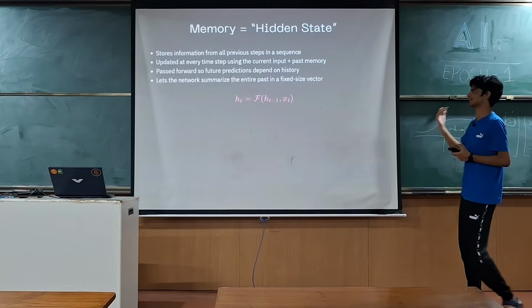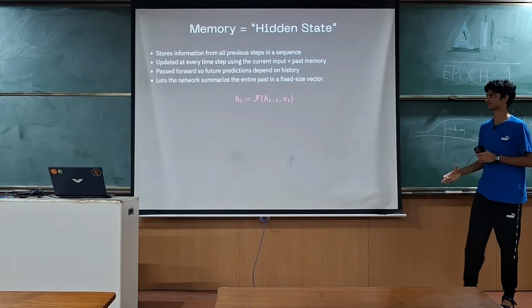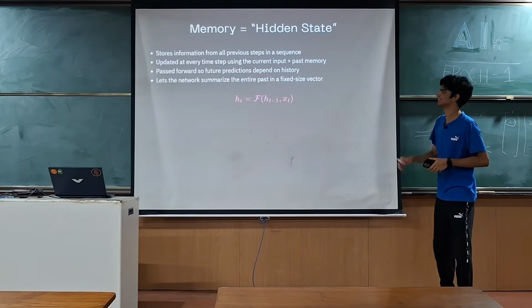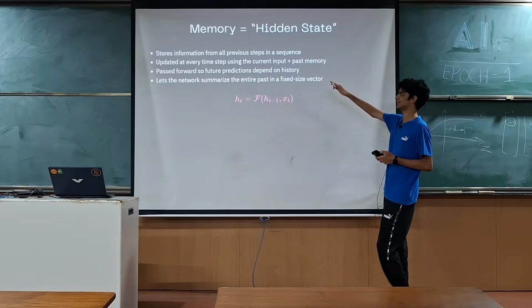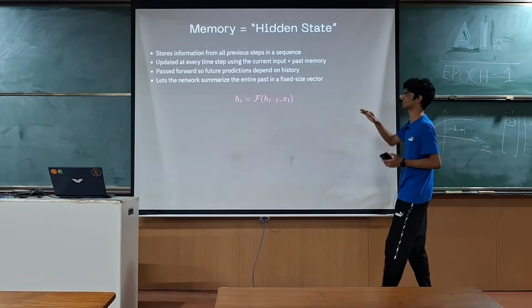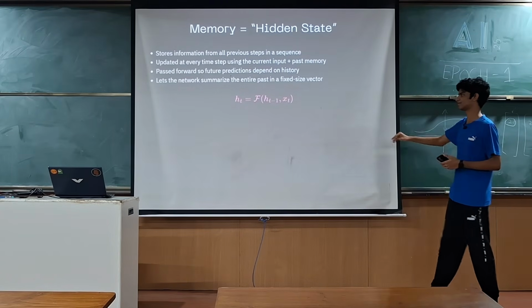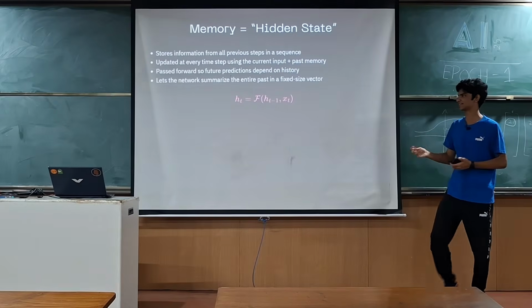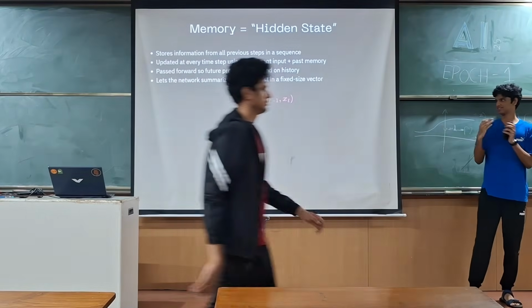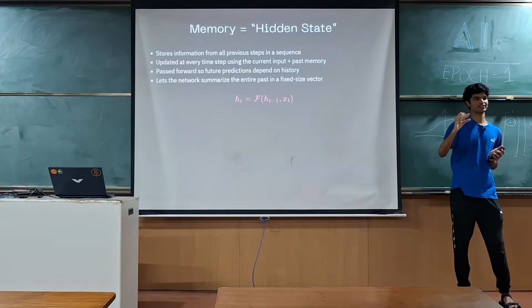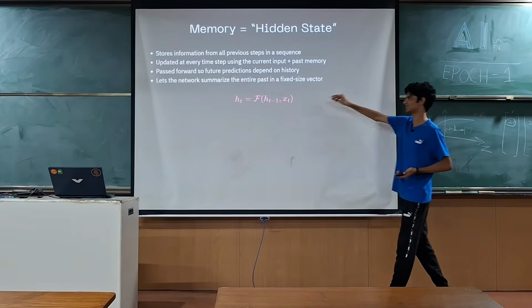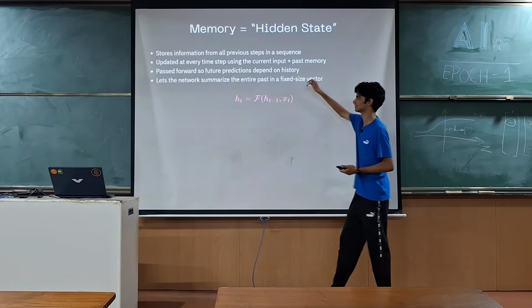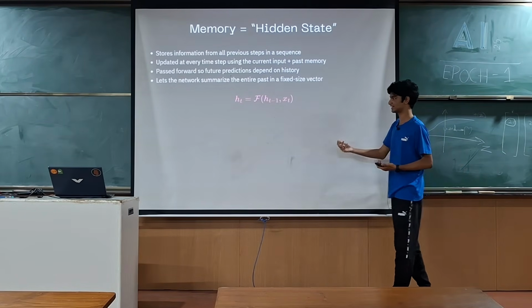This memory in ML, we call it the hidden state. Again, we have a lot of fancy words in AI. Hidden state is one of them. The hidden state stores the information from all the previous steps in a sequence, and it is updated at every time step. In the case of a sentence, a time step is every word that you read. So after every word that you read, you are updating your memory, the hidden state.